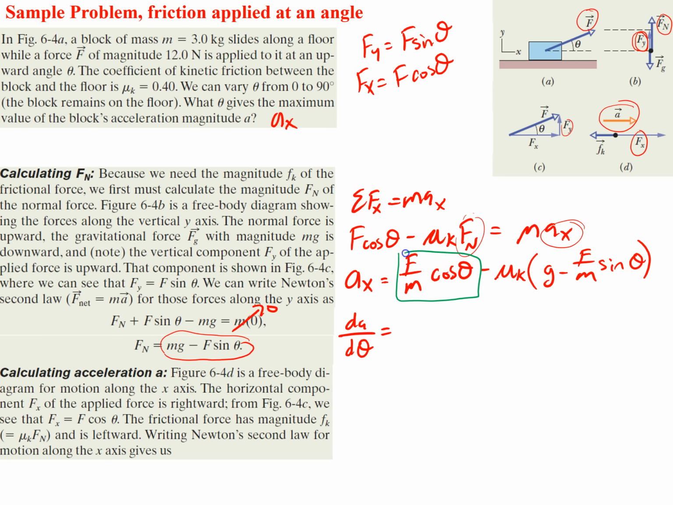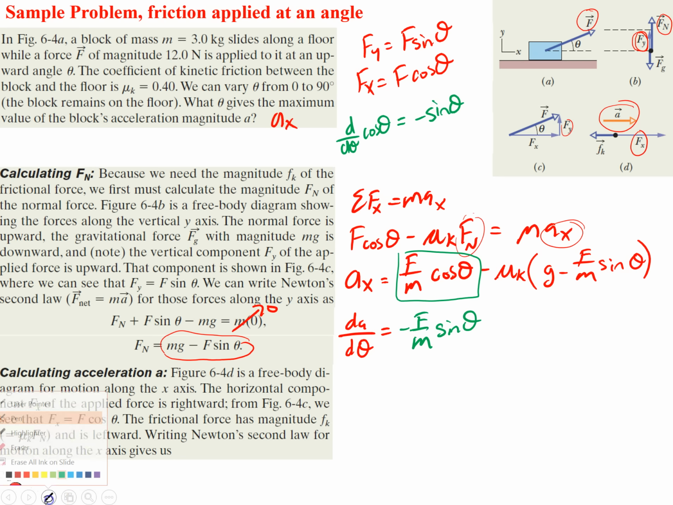For this term, with respect to theta, all you need to worry about is cosine theta. The derivative of cosine theta is equal to negative sine theta. So we get negative F over m sine theta. F and m are constants, we don't need to worry about them, they just stay there. Now the next term is minus mu k times g. There's no theta in this term, so the derivative is just 0.